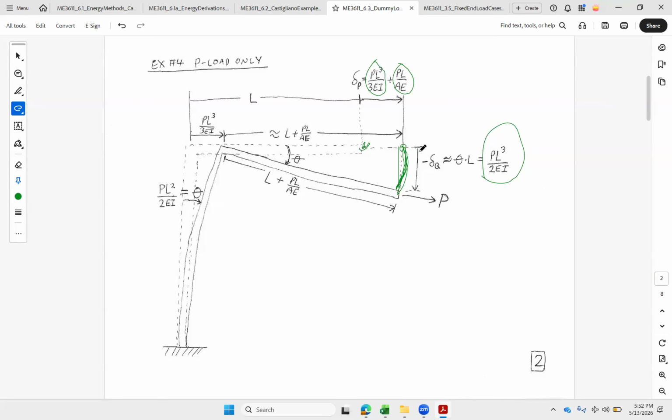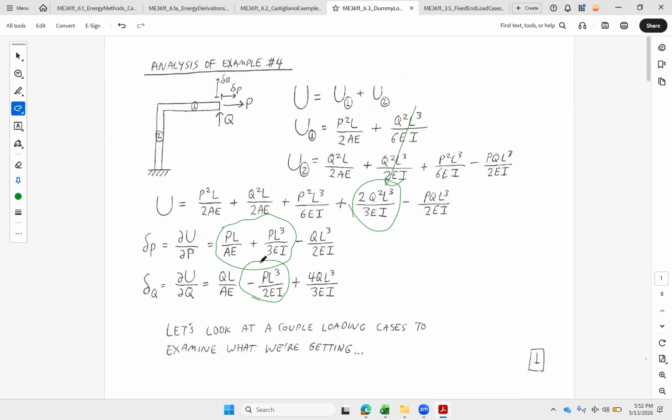Well, we went down, and Q was drawn up. So that deflection that we solved for with this delta Q would have been in the up direction. And if we only pull with P, we expect it to go like this, over and then rotate down. So we would get a negative on delta Q, and there's the minus sign.